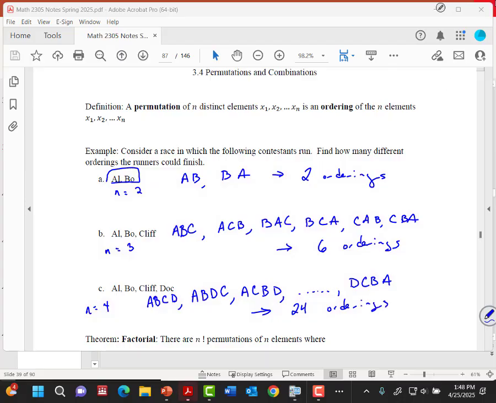And what we're doing in this example right here is introducing this idea of something called a factorial. I've got the definition below, and we'll look at that in just a second. But in essence, a factorial counts the number of permutations of n items. So there were 2 runners in this race. Well, 2 factorial is 2. There were 3 runners in this second race. 3 factorial is 6. 4 runners, 4 factorial is 24.